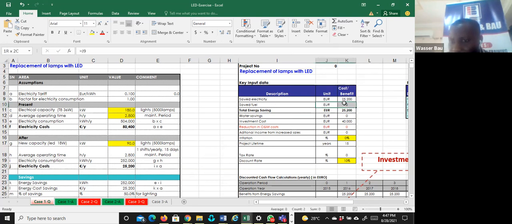So I can as well remove this, not to confuse anybody. I can just remove it, put it blank. But that might change something. Let me just leave it. Then total energy savings is now 25,200.